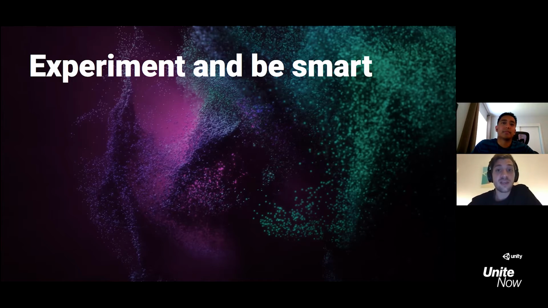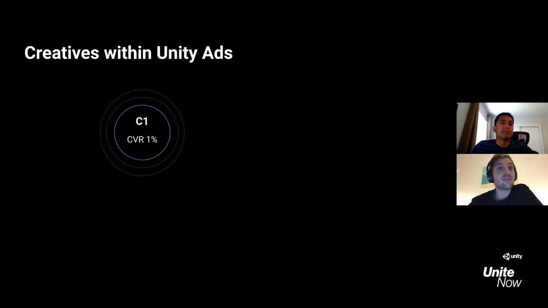And knowing that, it's important to dive into the specifics of every network. Let's just take a look at this slide. And imagine that this black rectangle is Unity's inventory. And creative one is a creative within a campaign, which has a start to install conversion rate of 1%. It's worth noting here that creative one converts or intrigues a specific cohort of users within our inventory. And this means that the behavior of those users is more or less similar.